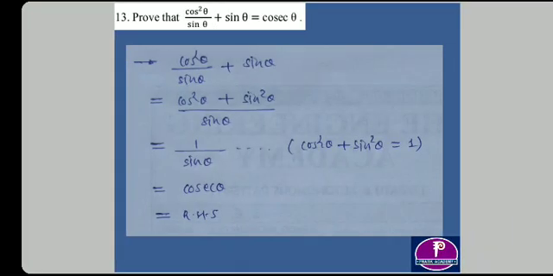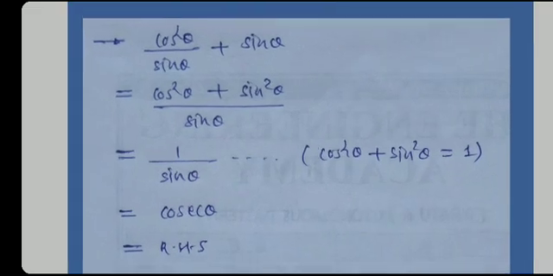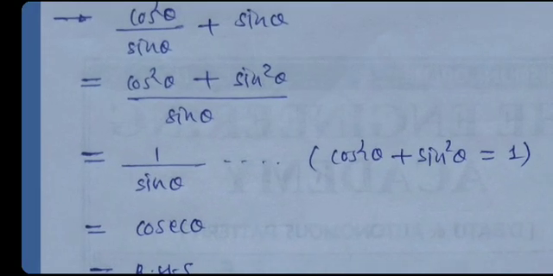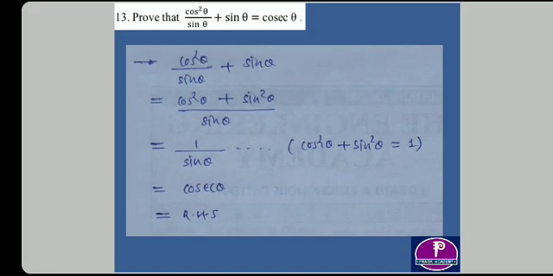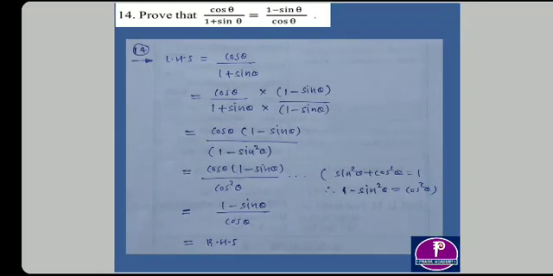Next is prove that cos square theta upon sin theta plus sin theta is equal to cosec theta. So take once again LHS, and adjusting we get here cos square theta plus sin square theta upon sin theta. Once again sin square theta plus cos square theta is equal to 1, so numerator becomes 1, and finally it converts to cosec theta. Okay, so this is once again a simple one.